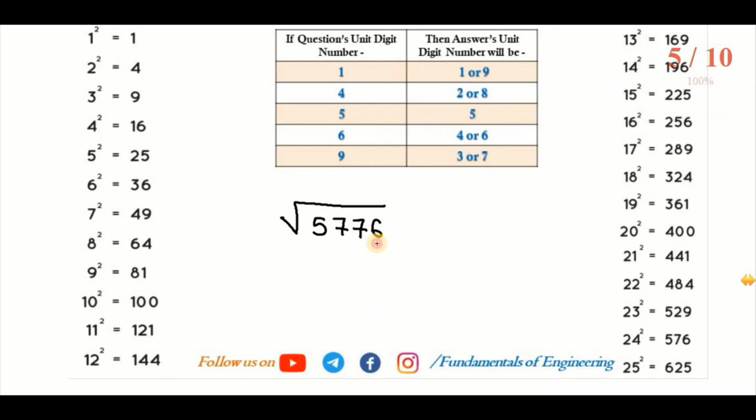So now in the question, the unit digit number is 6. If it is 6, then we are getting the answer's unit digit as either 4 or 6. So I will write here 4 or 6. Now 57 is lying between which two numbers? You can see 7 square is 49, 8 square is 64. In between that, the 57 is lying. So the earlier perfect square number that we have to take is 7.